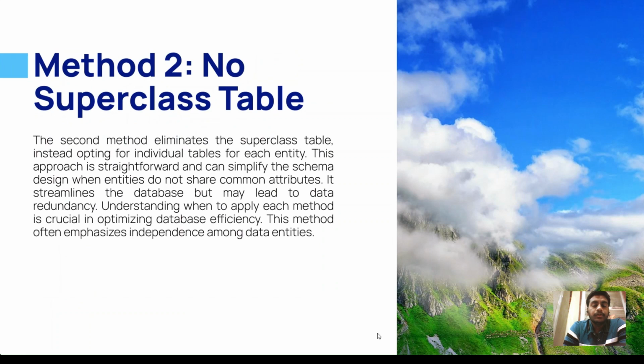Method 2, no superclass table. It is also known as the flattened approach. Superclass attributes are duplicated in subclass tables. The drawback of method 2 is data redundancy. Example, balance is stored twice. It also can't represent accounts that don't belong to any subclass.